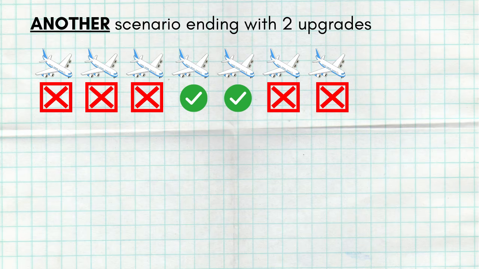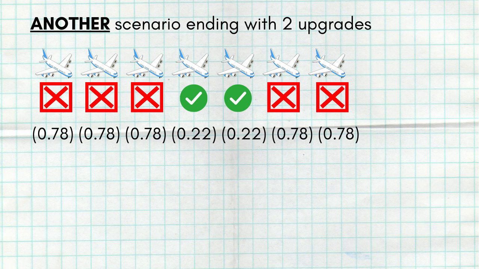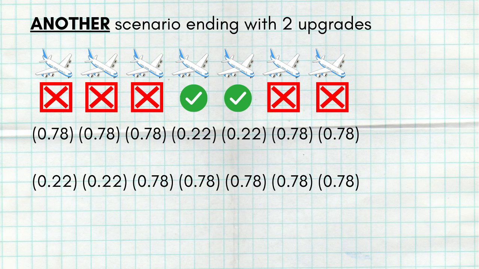But wait, another distinctly different scenario would be no upgrade on the first flight, no upgrade on the second, no upgrade on the third. On the 4th, yes, he gets an upgrade. On the 5th, yes, he gets an upgrade. On the 6th, no, and on the 7th, no. Now, here's the good news. The probability is still 0.22 squared times 0.78 to the 5th. Again, order doesn't matter when we multiply. In that scenario, we have 5 0.78s, not getting an upgrade, and 2 0.22s getting an upgrade.